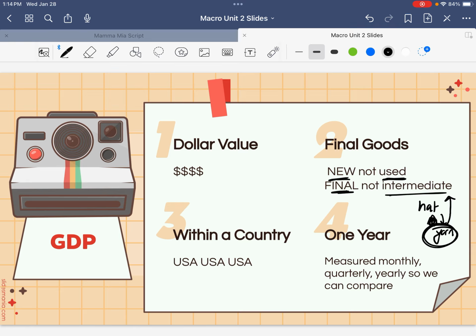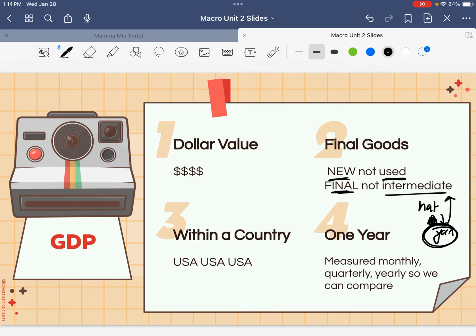Now, if I buy yarn to make mittens for myself, I'm not selling them. So that yarn in that instance is a final good, not an intermediate good. It gets really complicated, but those are the types of tricky things that they'll ask you in multiple choice on the AP exam. Okay.